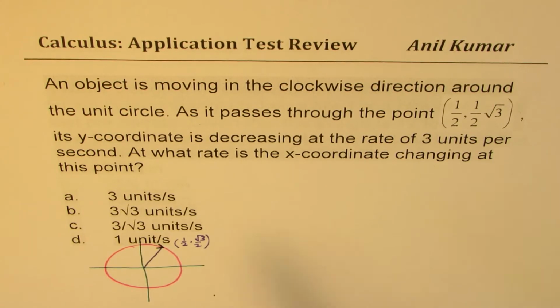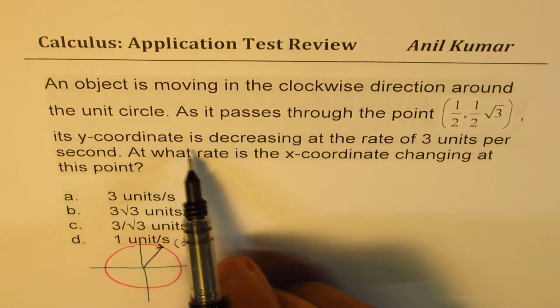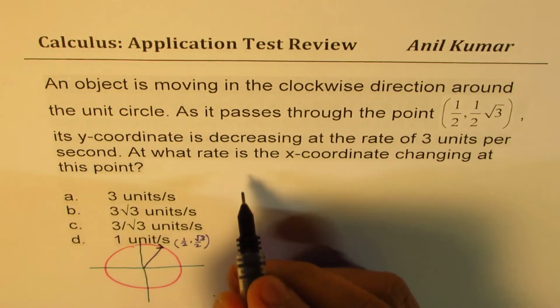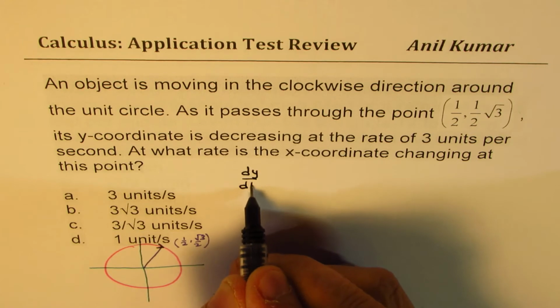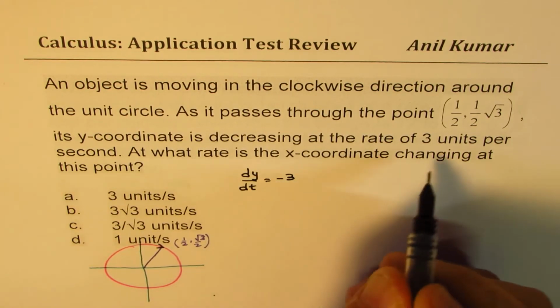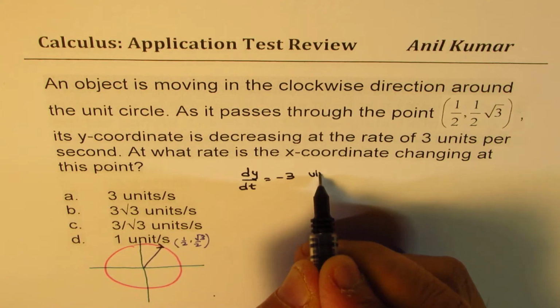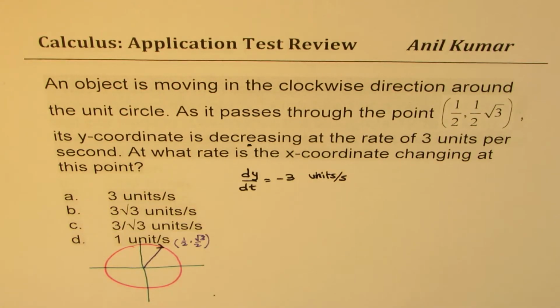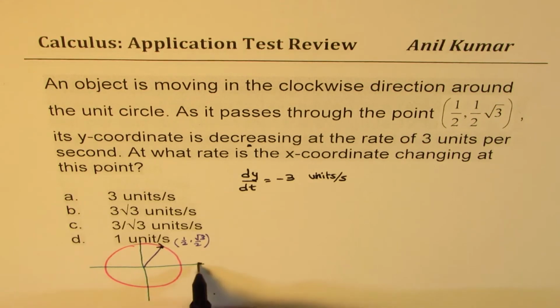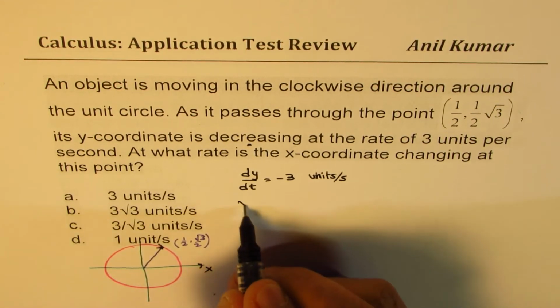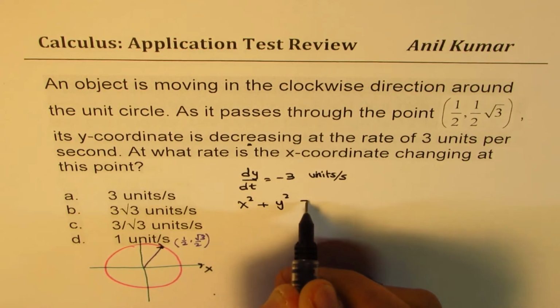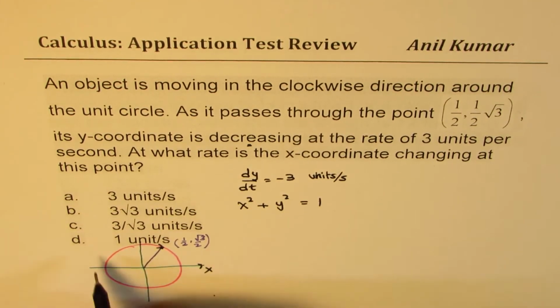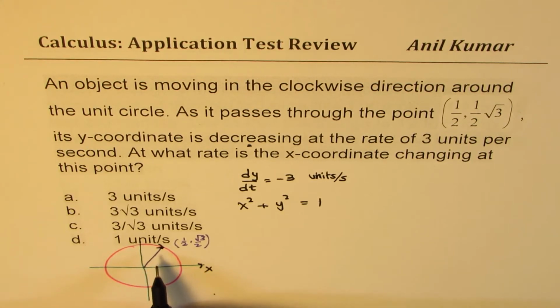Now at this point we are given that the y coordinate is decreasing at the rate of 3 units per second. So we know dy/dt is minus 3 units per second. Decreasing means negative. That is very important to understand. Is it okay? Now, the equation which relates x and y is x² + y² = 1. That is the equation of a circle which relates the movement of the particle along this path, right?